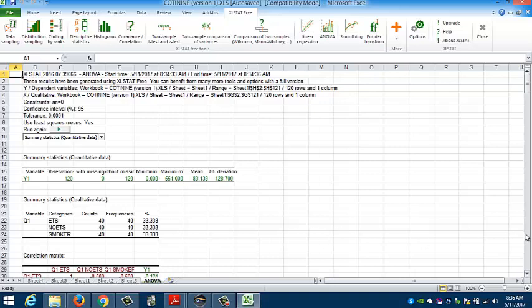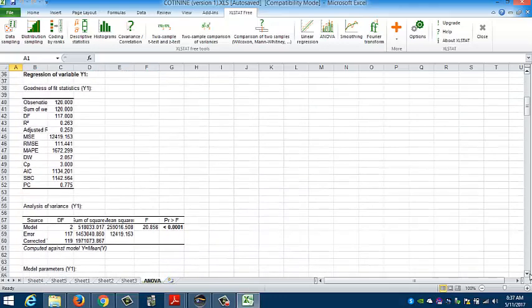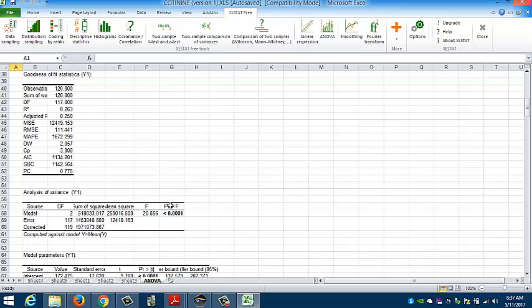I mean, there's a lot of things that get spit out because they don't know what information you're going to want. But you want to scroll down until you get to this analysis of variance chart. And right here, that is the value of the test statistic. F. F equals 20. Right? That's really far to the right for an F statistic.